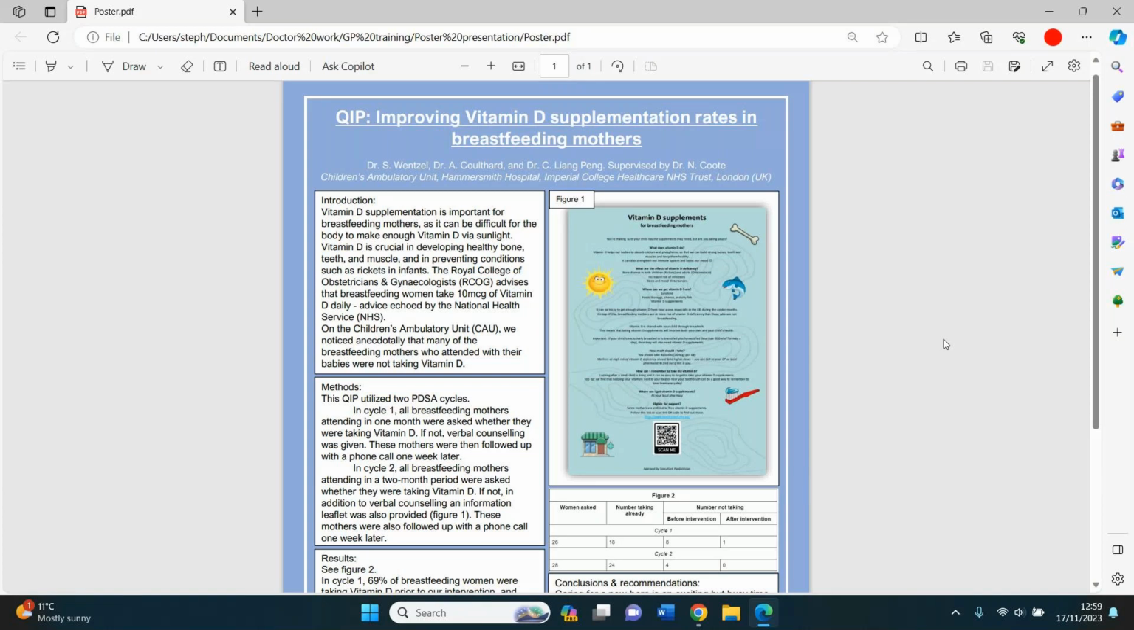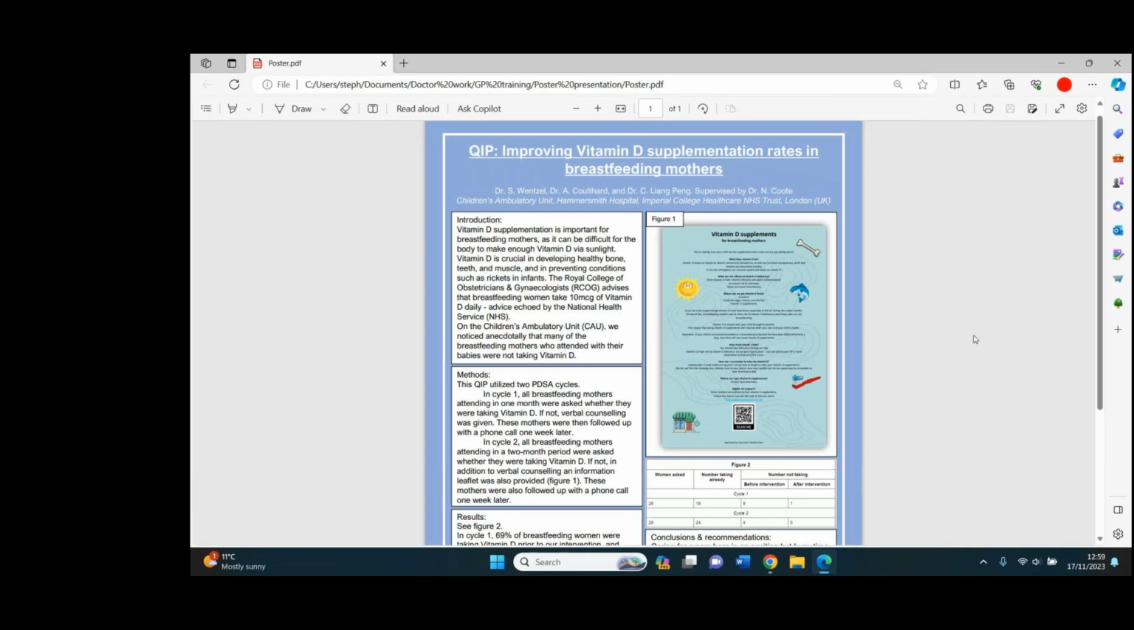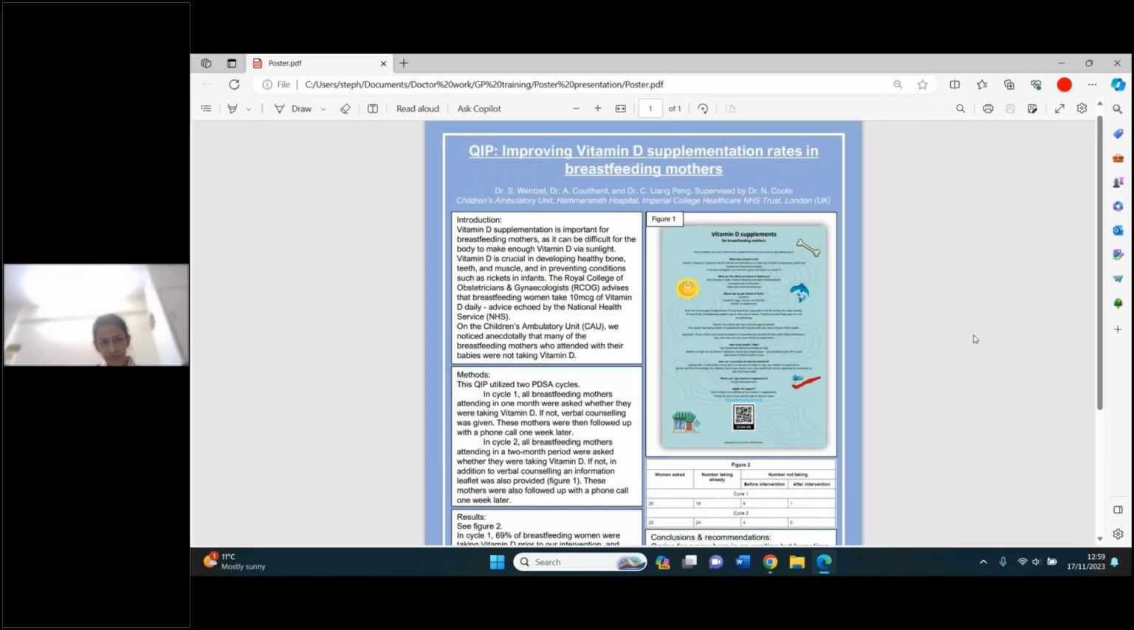As many of you, I'm sure, already know, vitamin D supplementation is important for breastfeeding mothers. It can be difficult for the body to make enough vitamin D via sunlight alone and diet. That's a particular problem in the UK because we have quite a cold and overcast climate.